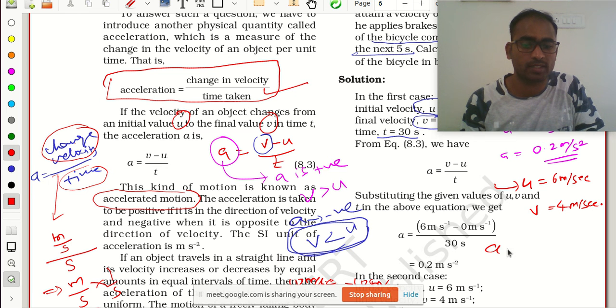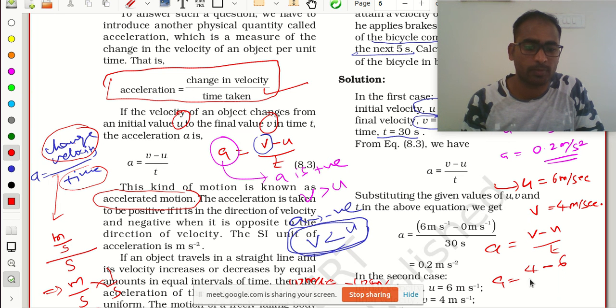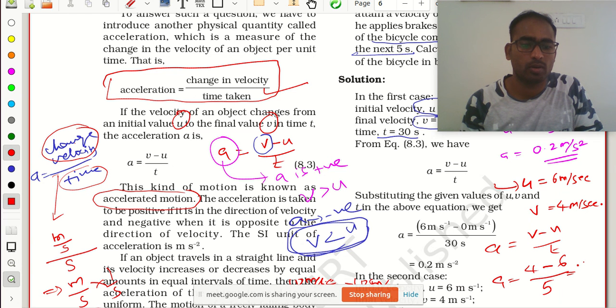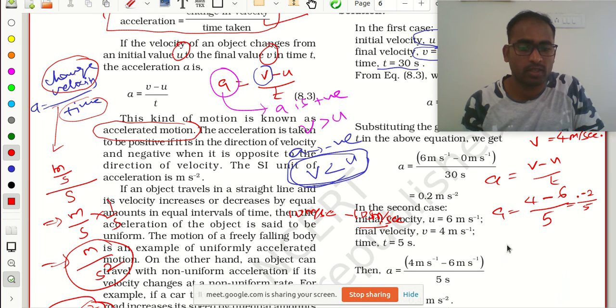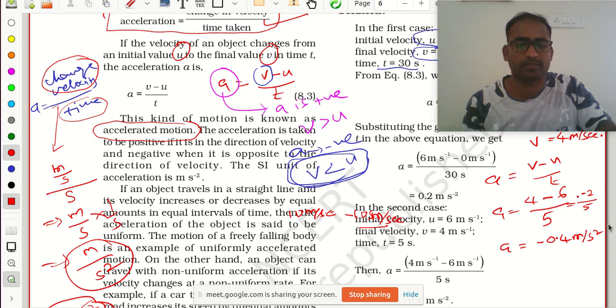Now we need to find the acceleration. So v minus u upon time. Time is how much? Just the next 5 seconds. So acceleration is equal to 4 meters per second minus 6 meters per second, over 5. So how much? Minus 2 by 5. So acceleration is minus 0.4 meters per second squared.